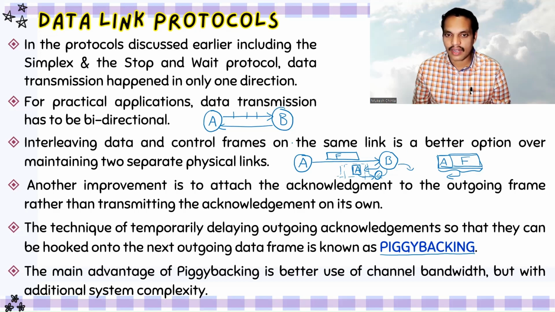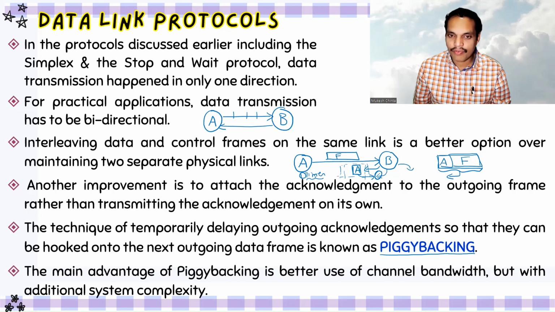And how much time can B wait to see if there is any frame or not? As we discussed earlier, A after transmitting this frame starts a timer, isn't it? A timer is started for every frame that is transmitted. And before the timer expires, A is expecting an acknowledgement back from B. And if this acknowledgement is not received at A before this timer expires, A will retransmit this frame again. So A retransmits the frame if it does not receive the acknowledgement.